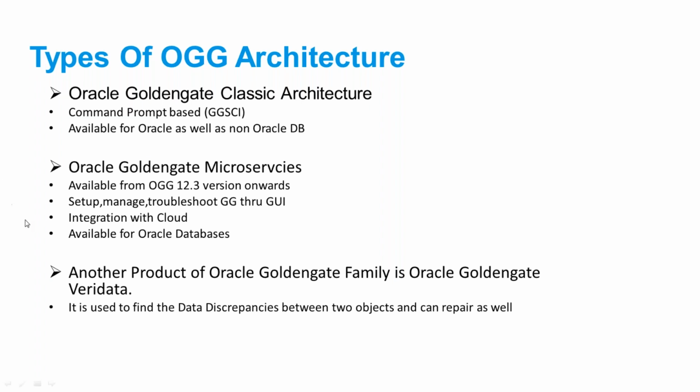Oracle Golden Gate microservices allows you to set up, manage, troubleshoot, and configure Golden Gate through a GUI. It allows better integration with cloud applications, and it is available only for Oracle database as of today.